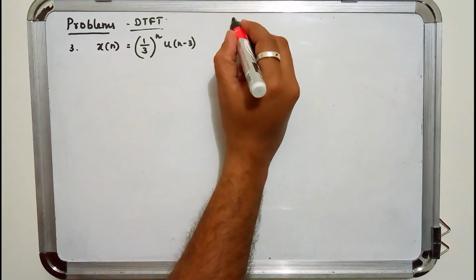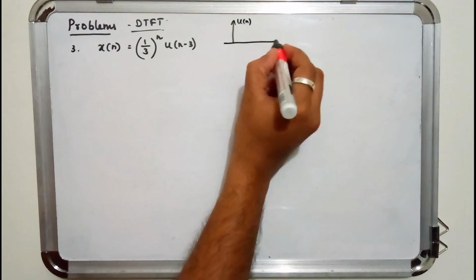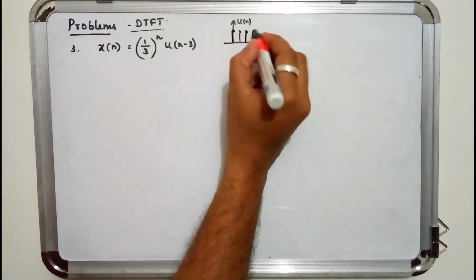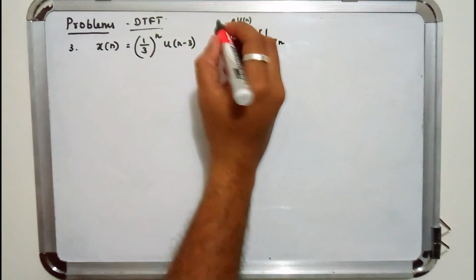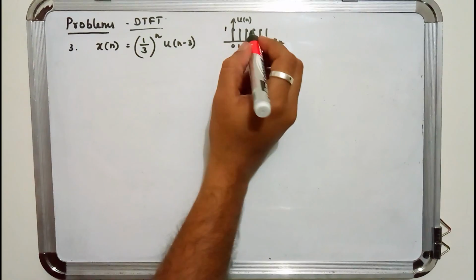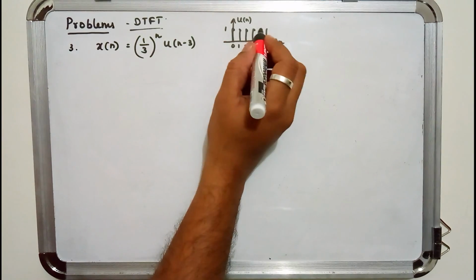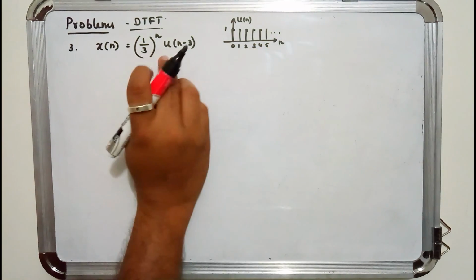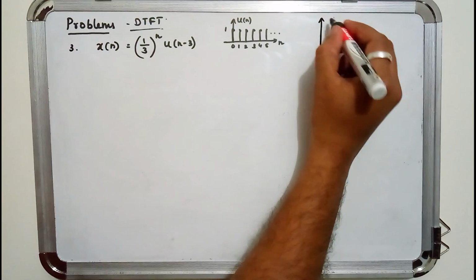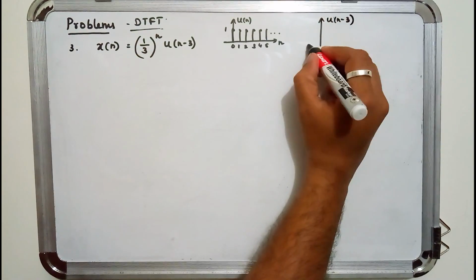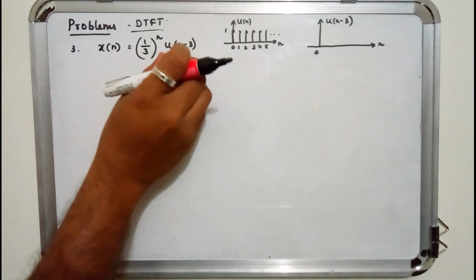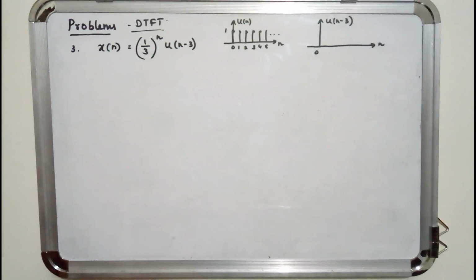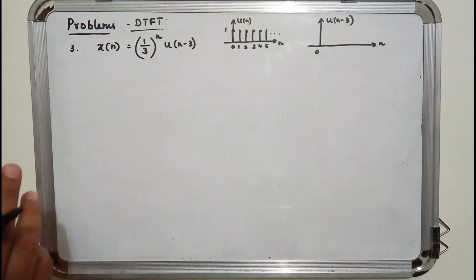Now we know what is u of n. I have been writing it repeatedly, so please bear with me. 0, 1, 2, 3, 4, 5 and n. So u of n is a unit step function which is having an amplitude of 1 and extends from 0 till infinity. Now what is u of n minus 3? This is a shifted version of u of n. For this we use the property called shifting. u of n minus 3 means shift u of n by 3 towards right. For more information, look into my videos on shifting, scaling and reflection of signals.